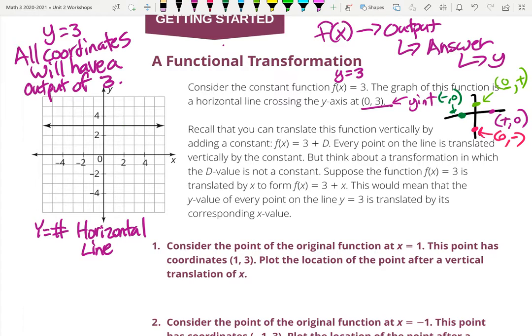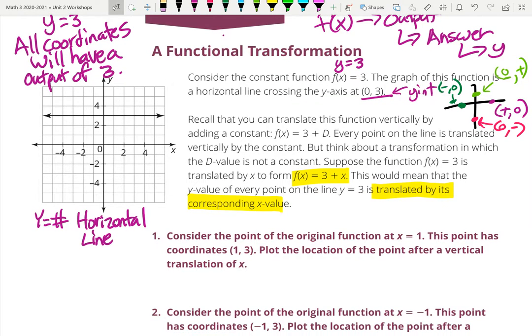Okay. Recall that you can translate this function vertically by adding a constant. Every point on the line is translated vertically by the constant. But think about a transformation in which the value is not a constant. So, suppose a function f of x is equal to 3 is translated by x to the form 3 plus x. This would mean that the y value of every point on the line, y equals 3, is translated by its corresponding x value. Let's go ahead and kind of break down what's happening and go step by step.